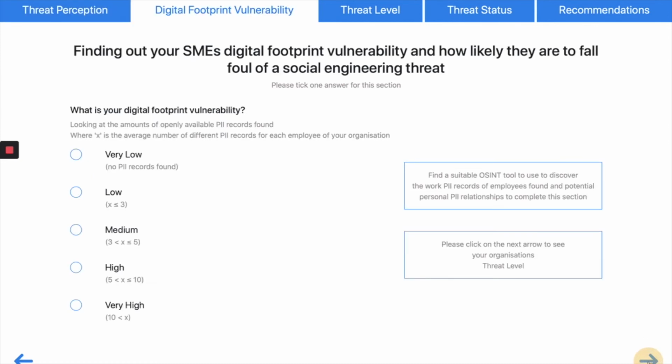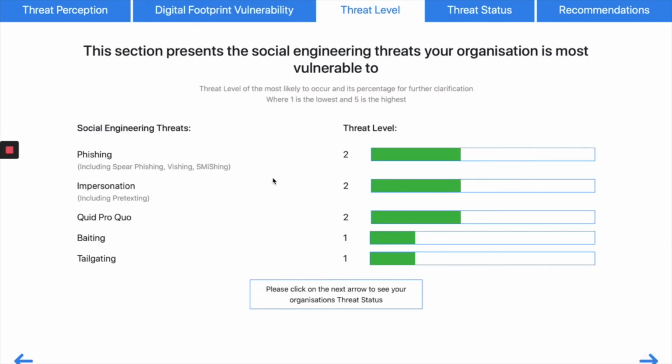And then next takes us on to the digital footprint vulnerability, and whilst testing this on company A, this came to an average of 2.2 PII records for each employee of the organisation. And obviously this was tested on just 5 employees of the organisation, so this average of 2.2 PII records per person was actually considered as low. And then we'll go next to see the threat levels.